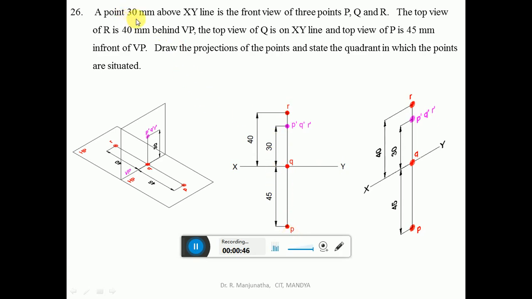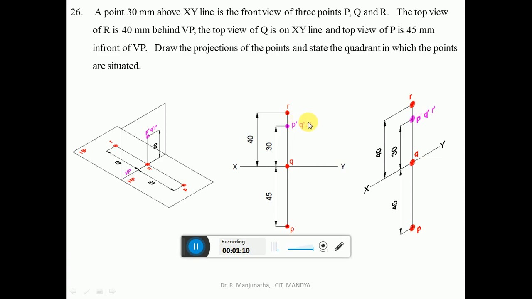A point is 30 mm above XY line is the front view of 3 points capital P, capital Q and capital R. So from XY line you measure the distance of 30 mm above XY line and mark that point. By using the scale you measure the distance of 30 mm and mark this point, and since it says it is the front view of 3 points capital P, Q and R, so write it P dash, Q dash and R dash.